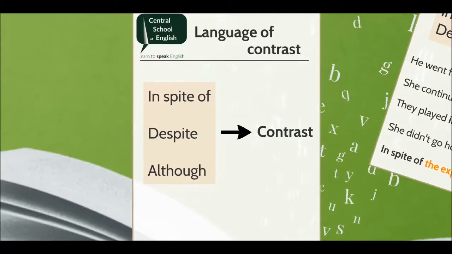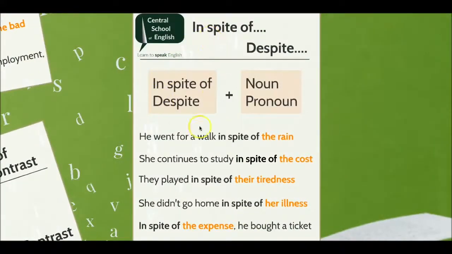In this video, we will practice using in spite of, despite, and although. These are all words that we use to show contrast in English. The words in spite of and despite have the same meaning. After in spite of and despite, we either use a noun or a pronoun.